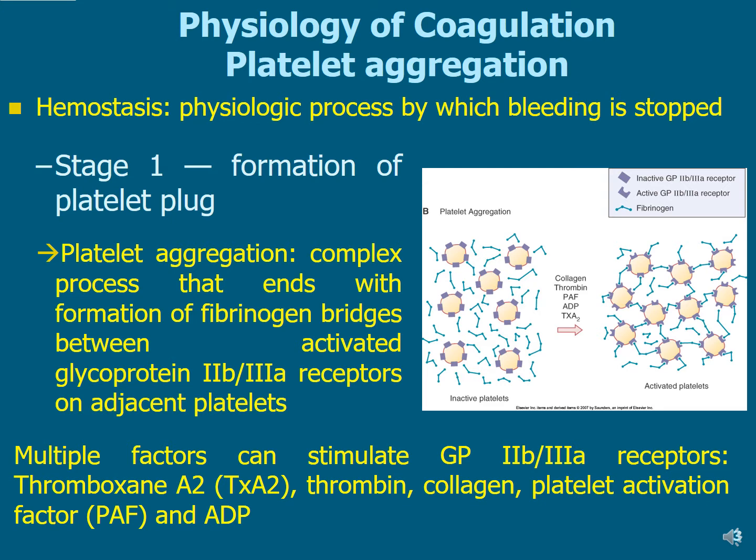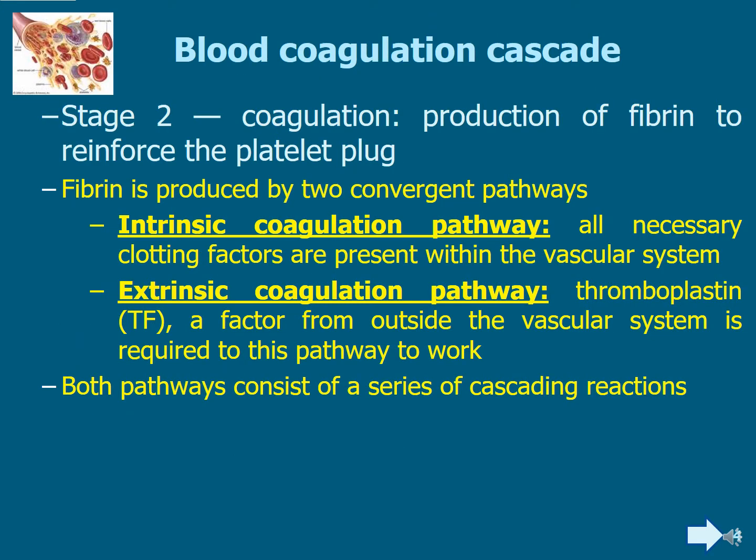Keep those in mind, because as we move on to the agents that can modify platelet aggregation, you will have to know which one acts on which of those factors. Then stage 2 is coagulation, the production of fibrin to reinforce that platelet plug and make it stronger. So the hole is filled with that platelet plug reinforced with fibrin.